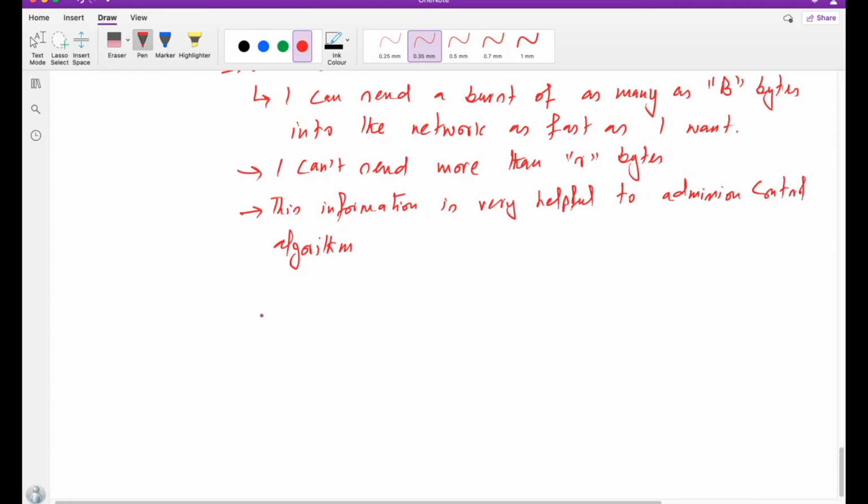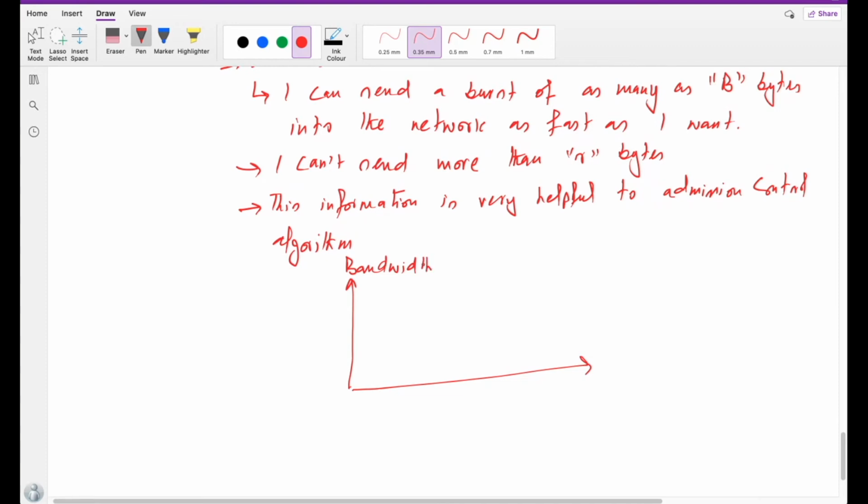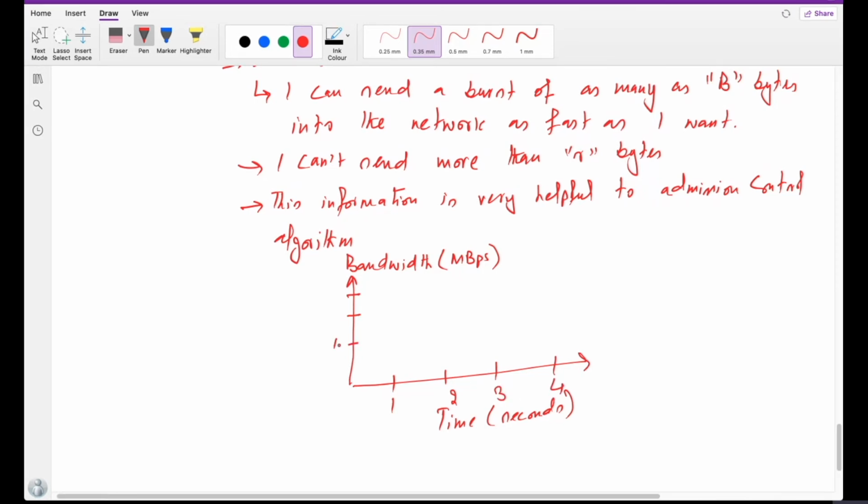Let's try to understand these steps with the help of an example of how the token bucket filter works and how we can identify the type of network traffic. We have bandwidth in megabytes per second on the y-axis, and on the x-axis we have time in seconds: 1, 2, 3, and 4 seconds, and likewise 1, 2, and 3 megabytes per second.